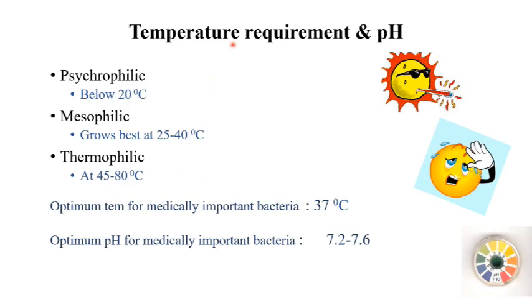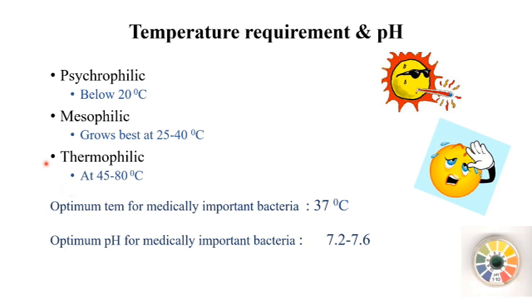Temperature requirement and pH. Based upon the temperature requirement, the bacteria is divided into psychrophilic bacteria, mesophilic bacteria, and thermophilic bacteria. The psychrophilic bacteria grow below 20 degrees Celsius. Mesophilic bacteria grow best at 25 to 40 degrees Celsius. And the thermophilic organism will grow at 45 to 80 degrees Celsius.